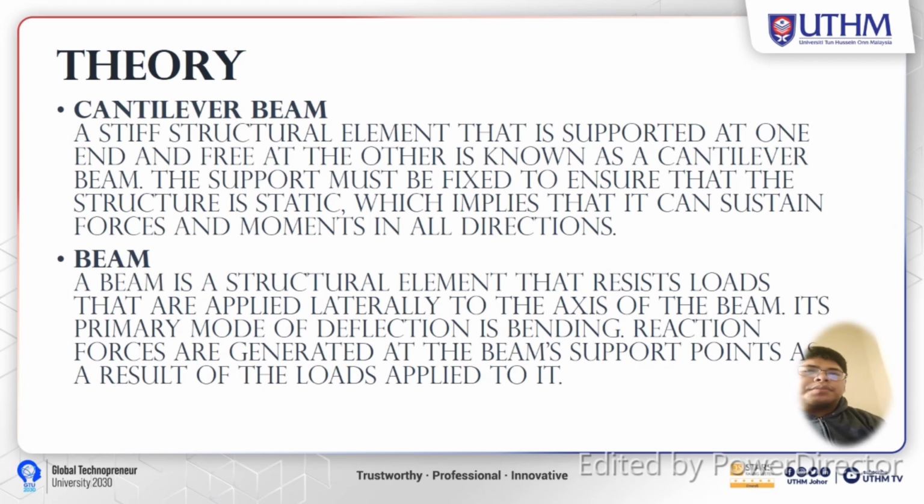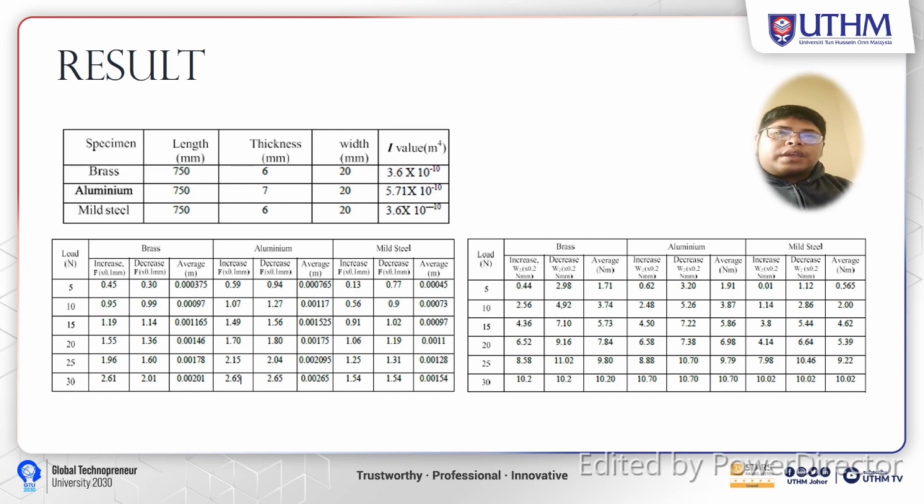Next one is beam. A beam is a structural element that resists loads that are applied laterally to the axis of the beam. The primary mode of deflection is bending. Reaction forces are generated at the beam support points as a result of the load applied to it. The next slide is about the results for the specimens: brass, aluminium, and mild steel.